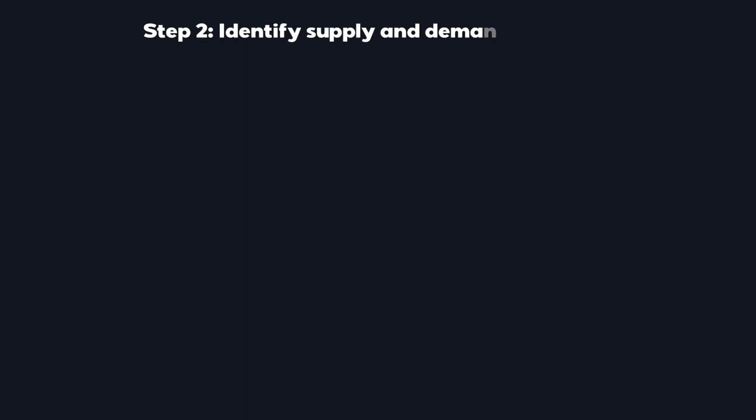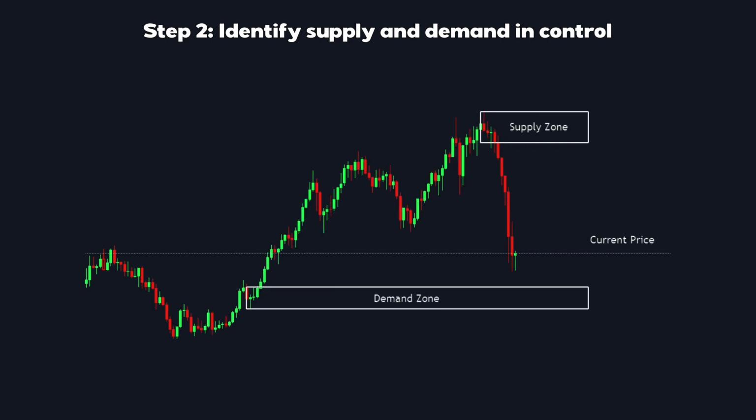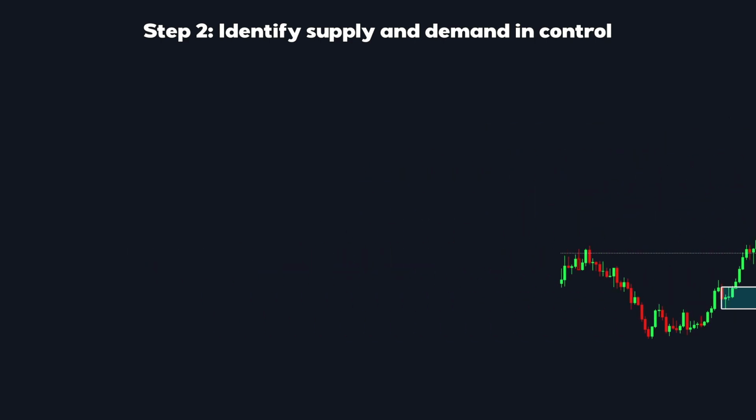Step 2. Identify supply and demand in control. The second step is to determine who's in control, buyers or sellers. As we open the monthly chart, we start by locating the current price. Then, we identify the closest supply and demand zones to the current price. From the chart below, we can see clearly that price is near the higher time frame demand zone.